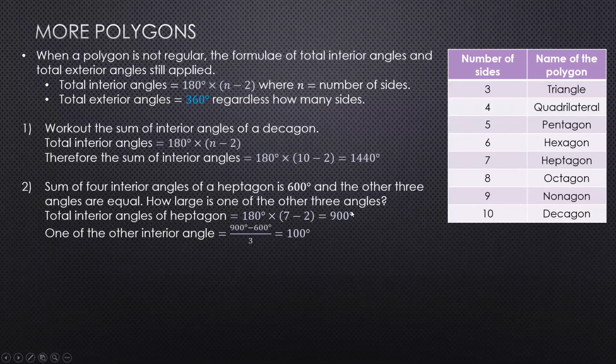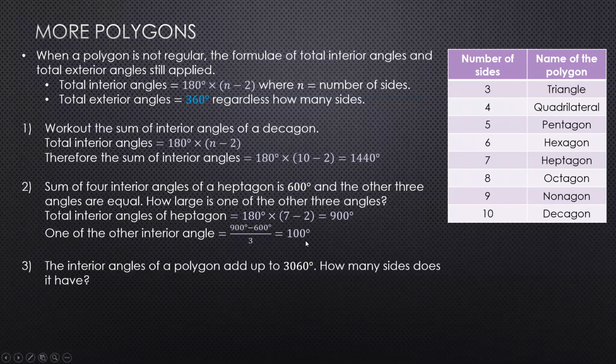If the other 4 add to 600, you need to subtract it first to get 300. Once you have 300, share it among the 3 equal angles by dividing by 3. That's why we know one of the 3 angles is 100. The 4 of them are 600, and after that we have 100 plus 100 plus 100. In total, you have 900. This is how we find the remaining angles.